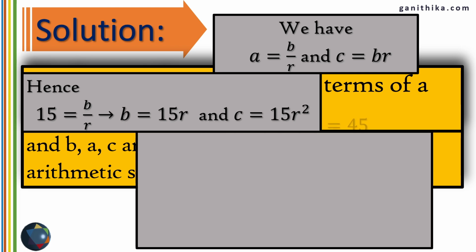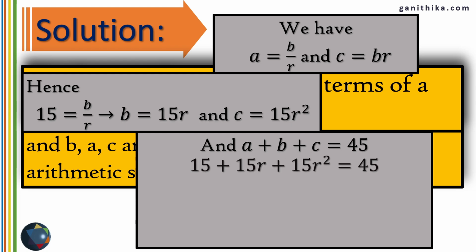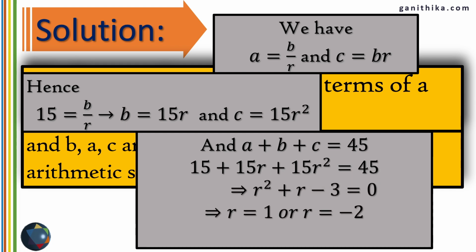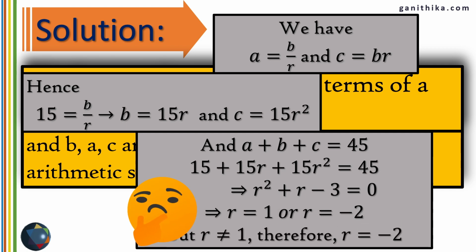The next part is, again we will go back to the given information. A plus B plus C is 45. Instead of the arithmetic sequence terms, we will now substitute the values for B as 15R and 15R squared for C, and you make a quadratic equation in R. Solve this, simplify this, and you will get R is equal to 1 and R equal to negative 2. Now tell me, can R be equal to 1 for a geometric sequence? Of course not, because if R is equal to 1, there is no progression. So it is not a sequence when R is equal to 1. Therefore, R is equal to negative 2 is the only answer we have.